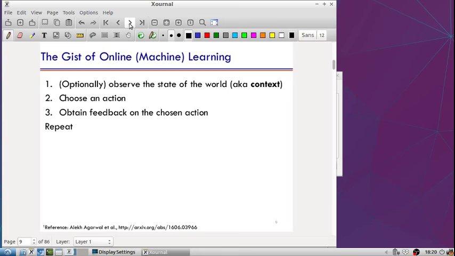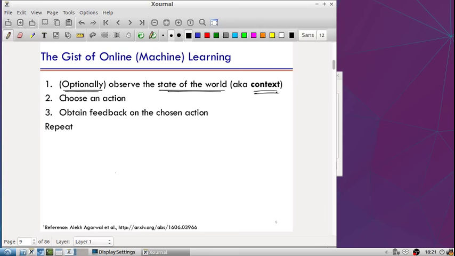Here there's going to be a specific setup, which is going to be a loop. You optionally observe the state of the world, and the state of the world is essentially something like a feature. You observe a feature potentially, and here we're going to call it context. So you make an observation. You may have some hardware, software, whatever. Given the observation, you should take an action. Maybe you make a prediction.